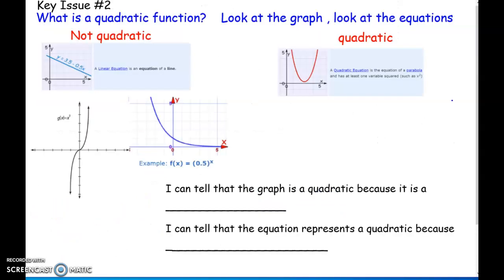Okay, so let's look at the next one. Key issue number 2. What is a quadratic function? Look at the graphs and then look at the equations. And then we're going to decide what makes something a quadratic function.